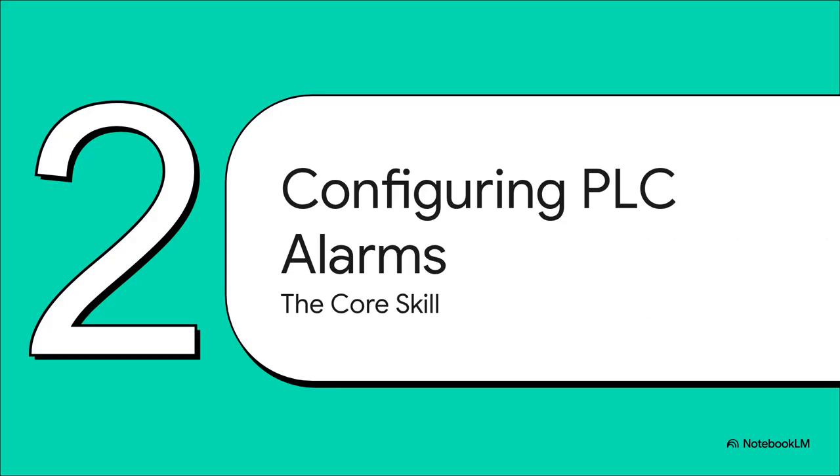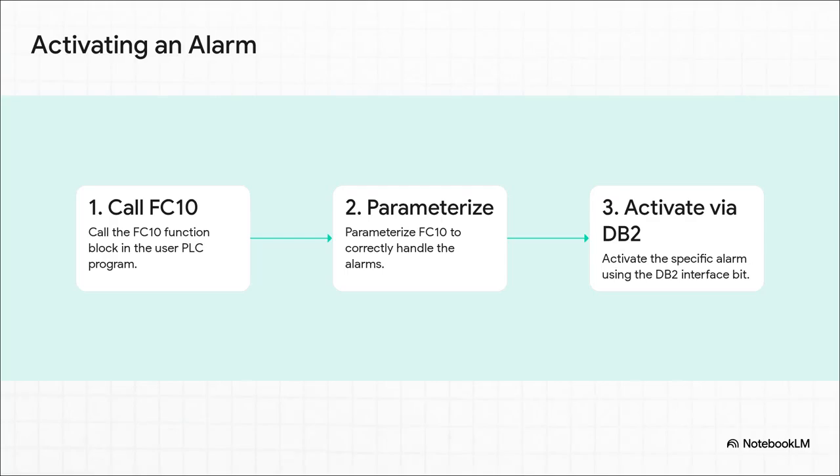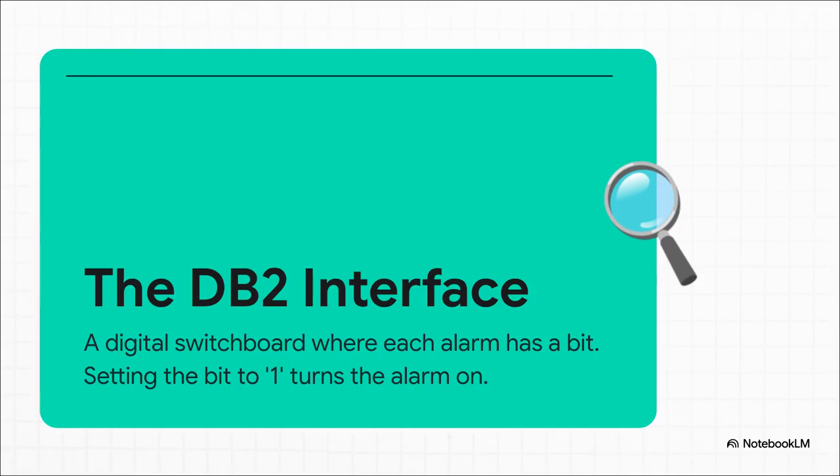Okay, let's get our hands dirty. It's time to learn the core skill, how to actually switch on a standard PLC alarm. This is the foundation for everything else we're going to do. It's actually a pretty straightforward three-step deal. Inside your PLC program, you call a specific function, FC10, which is what handles the whole alarm system. But the real key, the part you really need to remember, is step 3, activating the alarm using the DB2 interface.